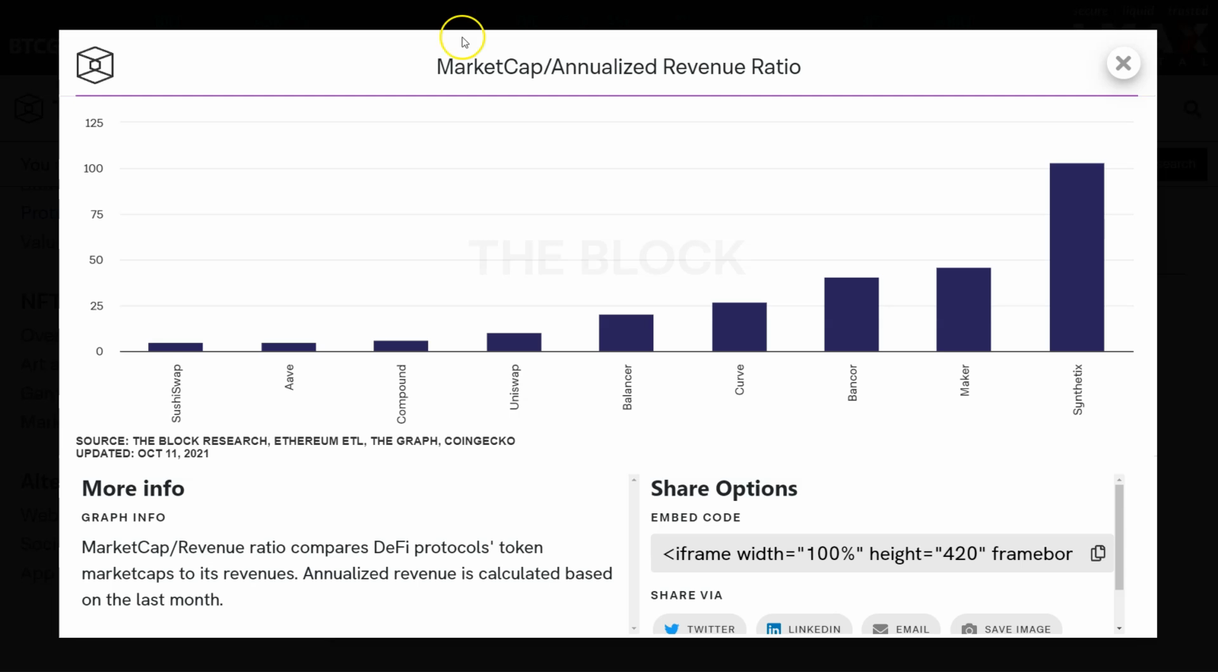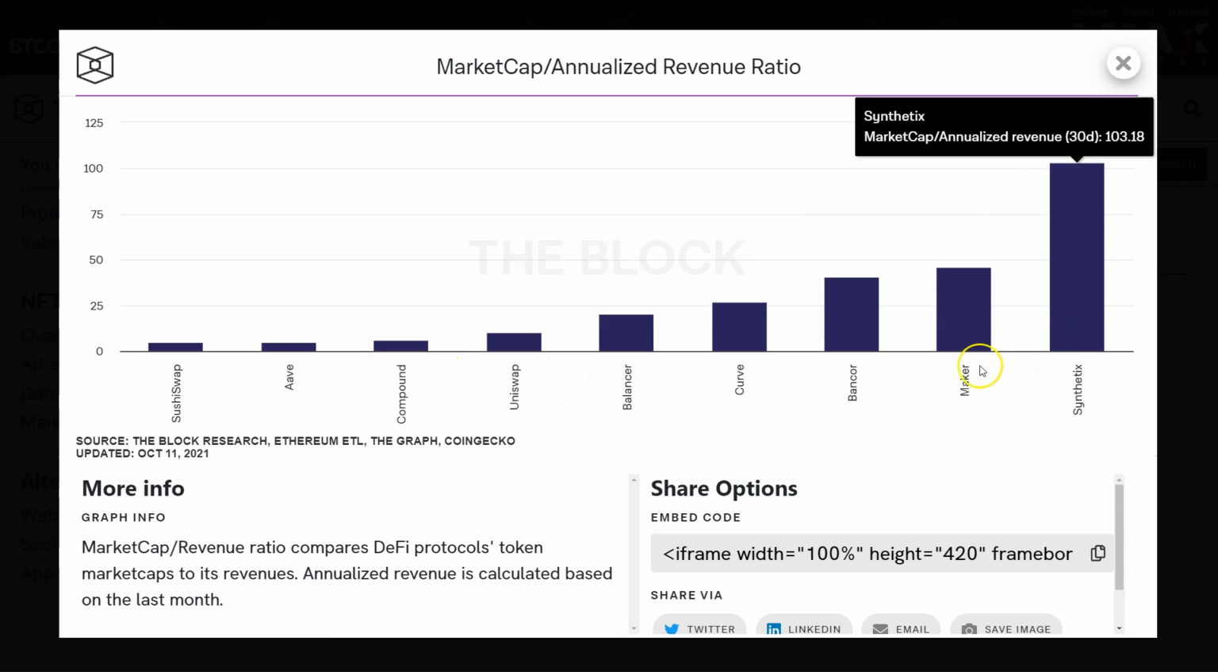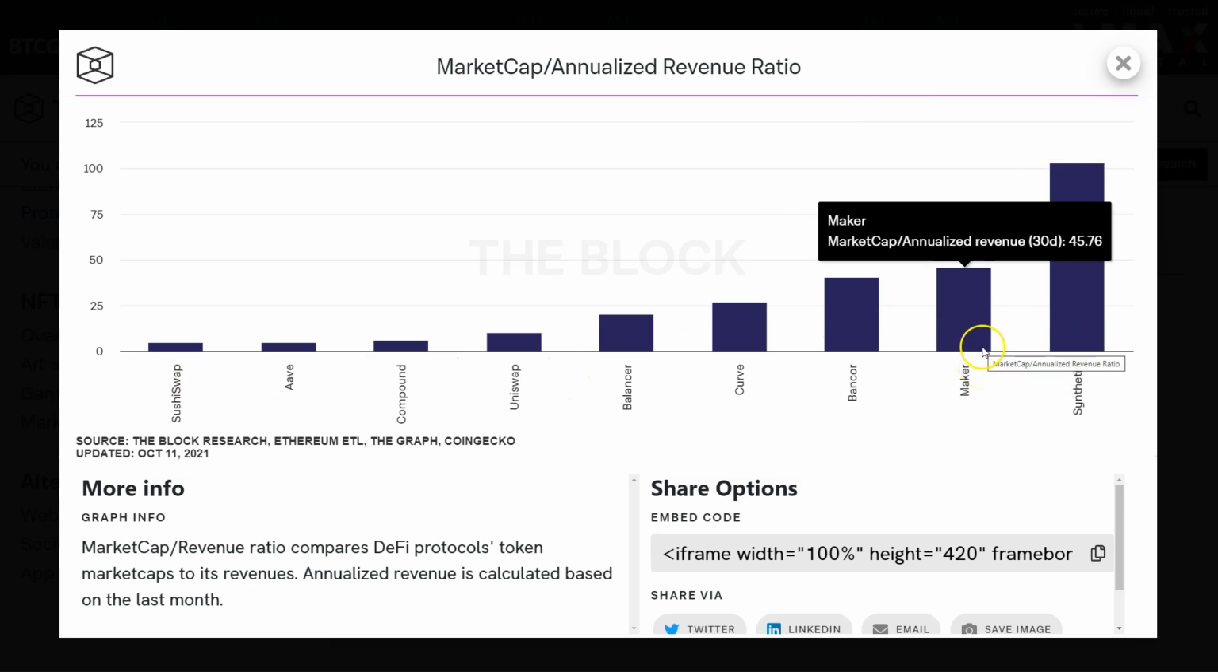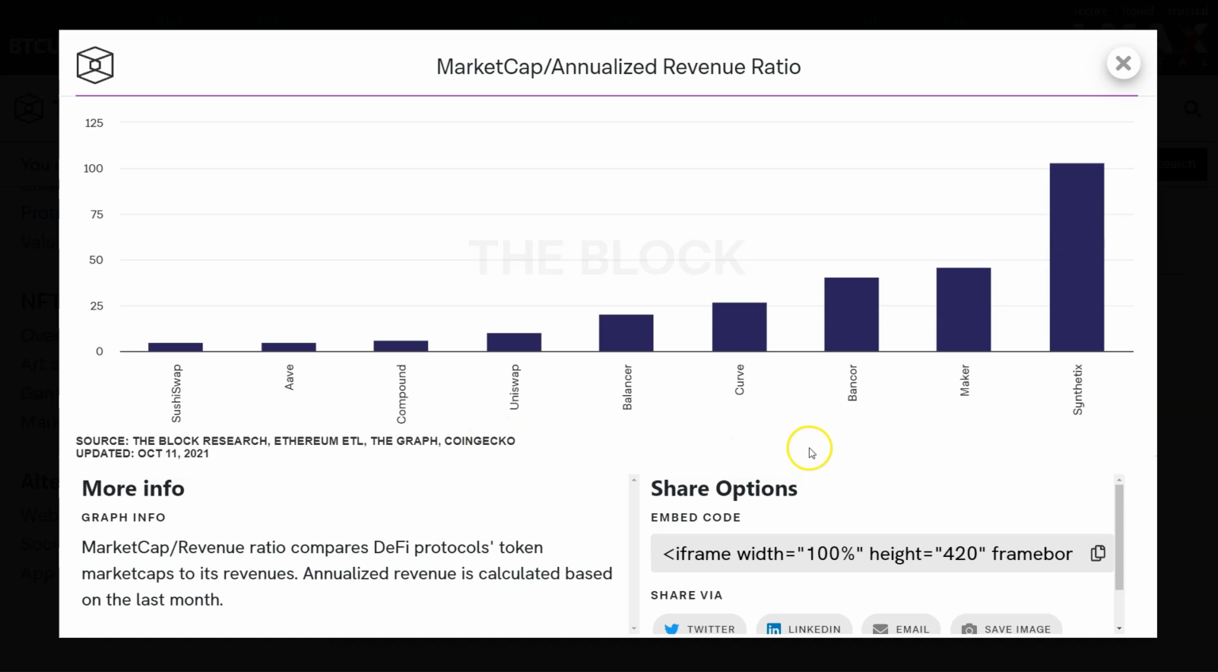And then if we look at market cap versus annualized revenue ratio, anything with a revenue component, you can look at this. So all the DeFi stuff listed below, and then you can compare one another. And these are all slightly different. There are DEXs here. There are lending and borrowing protocols here. Maker has both lending and borrowing and a stablecoin component. So it's kind of unique in this list.